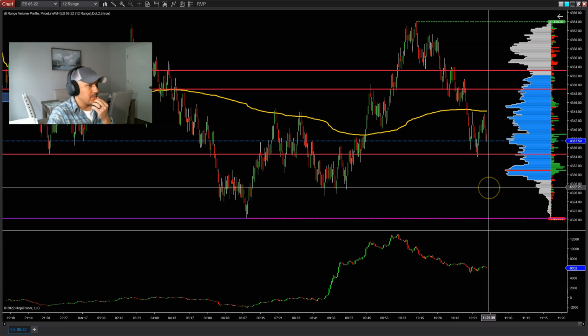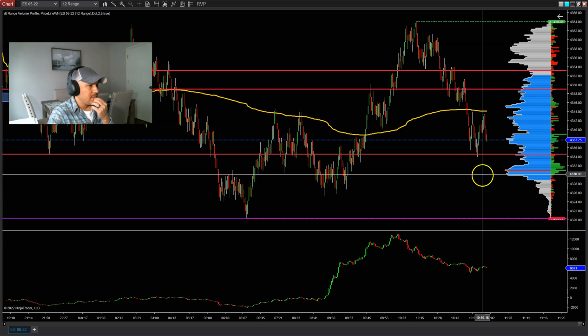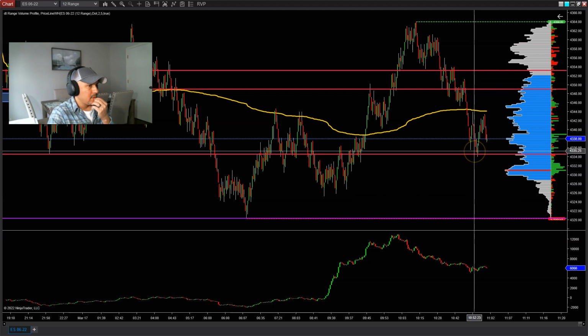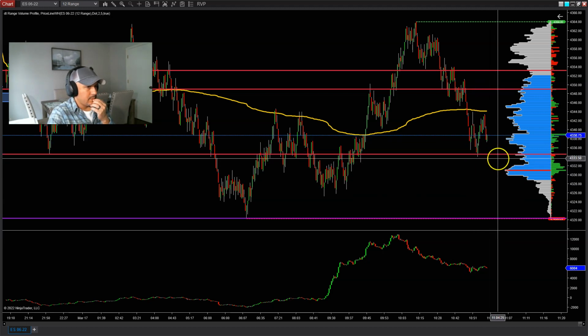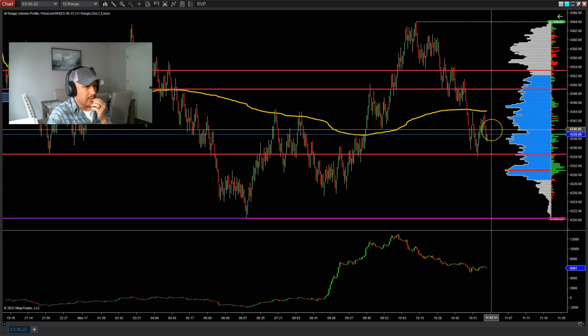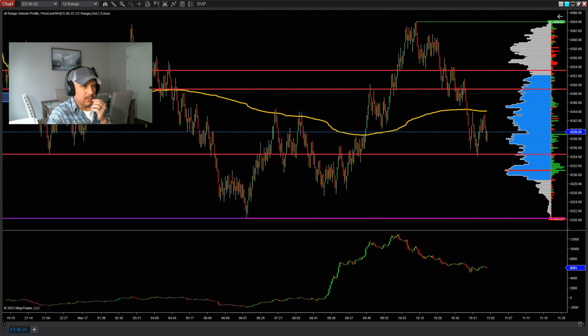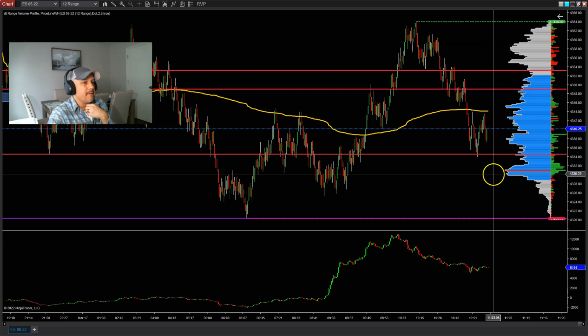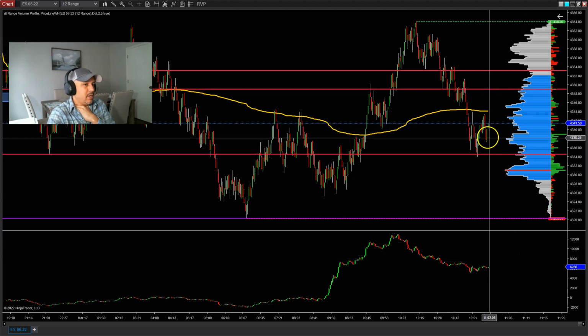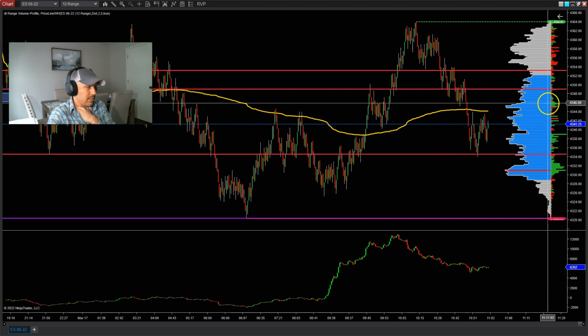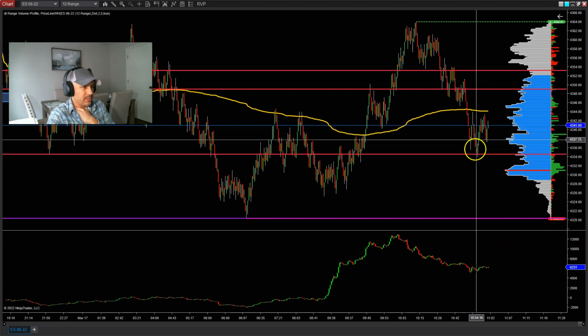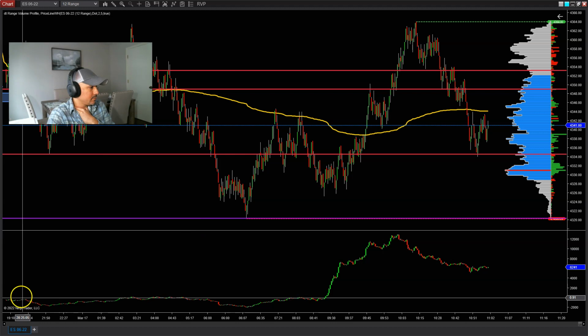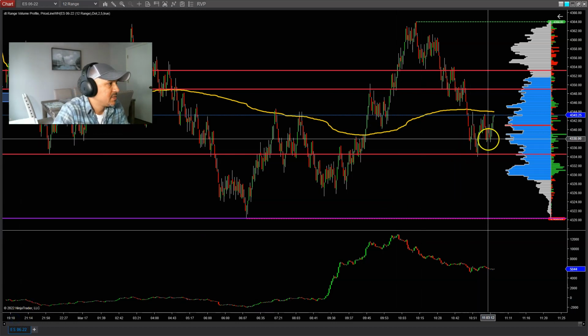Okay. So I'm just gonna stand down, let me see here. Yeah, I'm gonna stand down right here and wait. This could have been a little long right here, but it's just chopping sideways. I'm not gonna get stopped out messing around, a little sideways action going on here. Okay, chopping, moving sideways here.